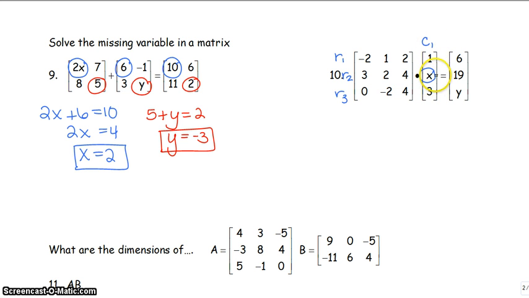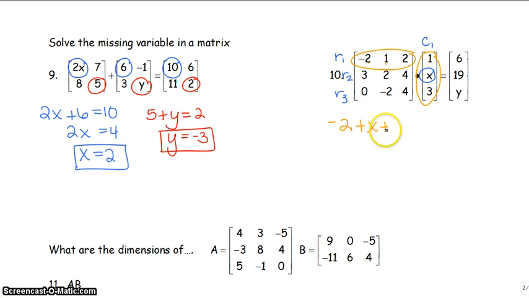So if I want to solve for x, I look at my answer. I could use row 1 because it's a number. I could use row 2 because it's a number. I would not use row 3 to solve for x because I have a second variable there. So let's just use row 1, and we only have one option for our column. So we multiply negative 2 times 1 to get a negative 2. 1 times x, which is x.